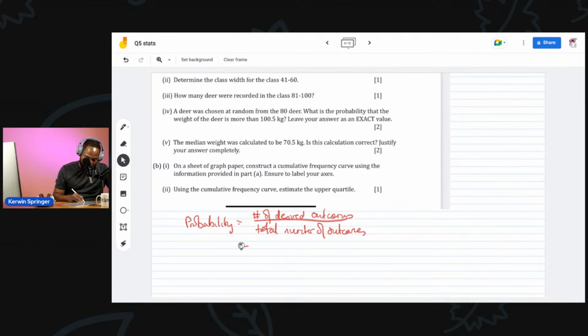And the desired outcome is 58 there. No, it's not. That's 50 there under. It's 80 there now. So the desired outcome is that there are 80 minus 58 there that are over 100.5.